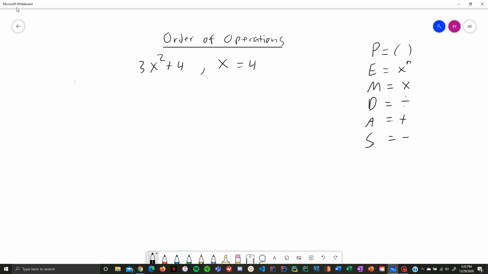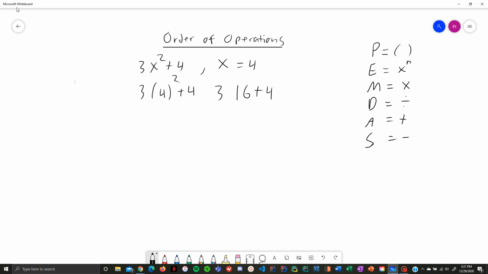So we know that x is equal to 4, so we have to solve for that parenthesis. Let's actually fix this. Let's plug in 4. And if we continue writing this, it would just be like this. So we have to solve for our exponent. So 4 to the second power is going to be 16.